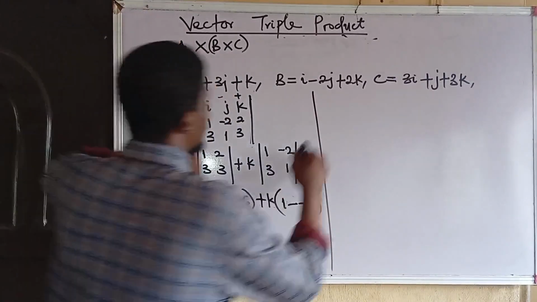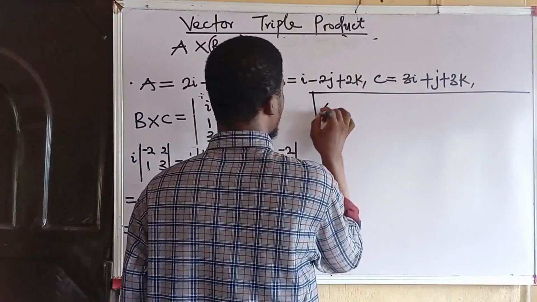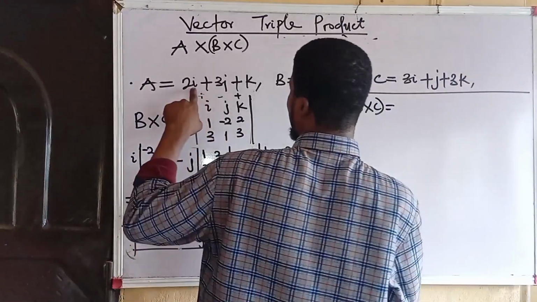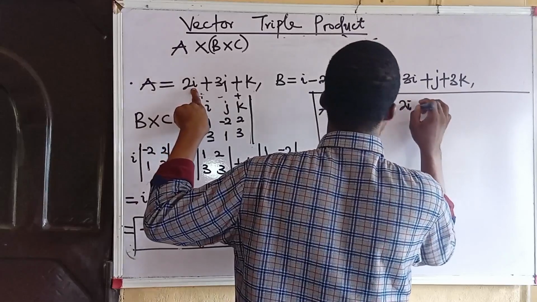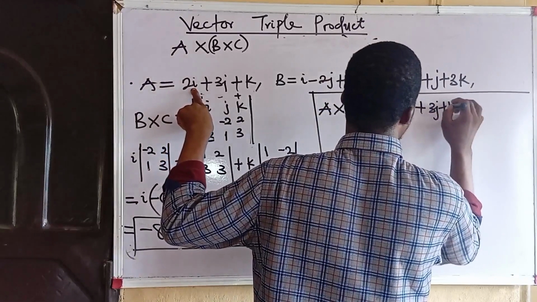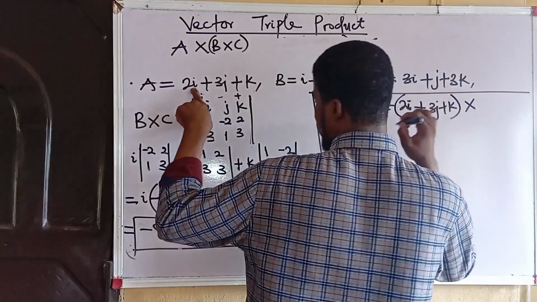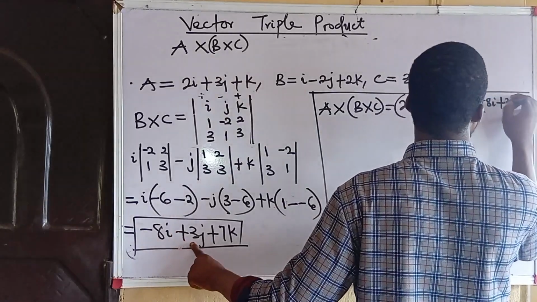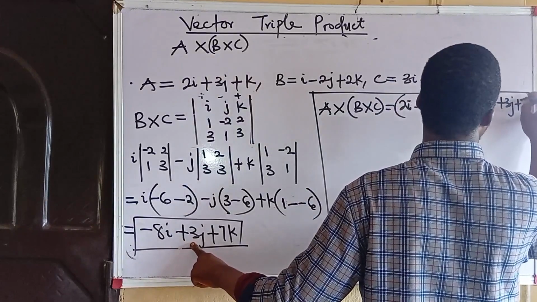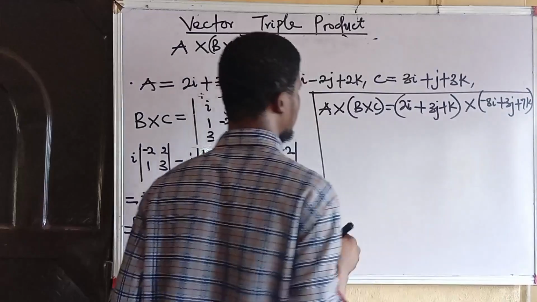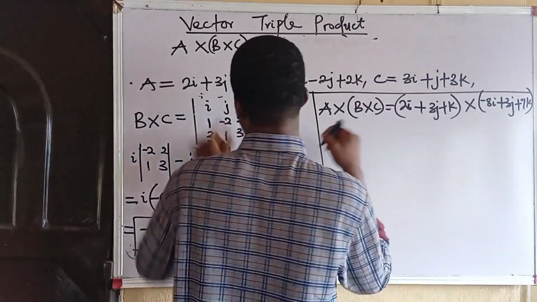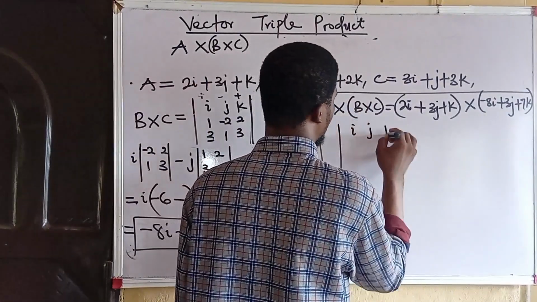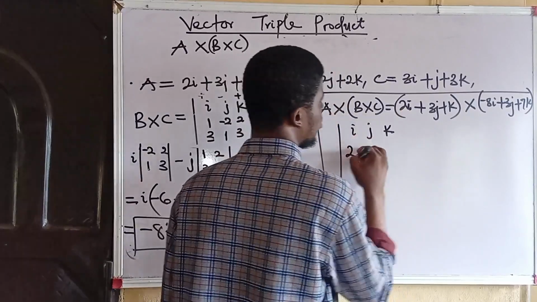This is A. So I'll simply say A cross B cross C is the cross product of this vector 2I plus 3J plus K and this other vector minus 8I plus 3J plus 7K. Let's go straight using the same approach, determinant approach. This is it. We have I, we have J, we have K. So for I, we have 2, we have minus 8.